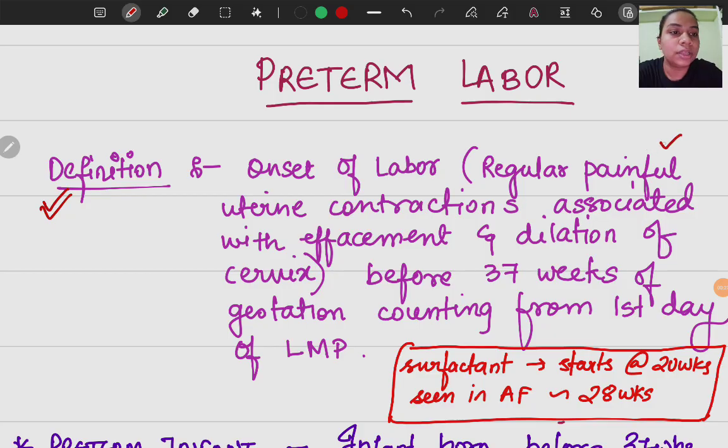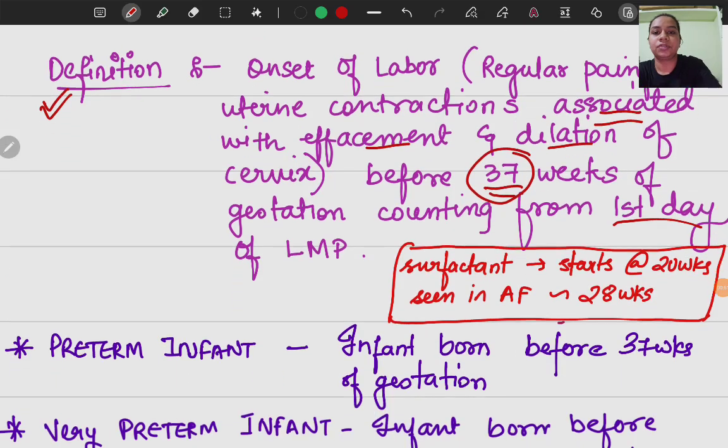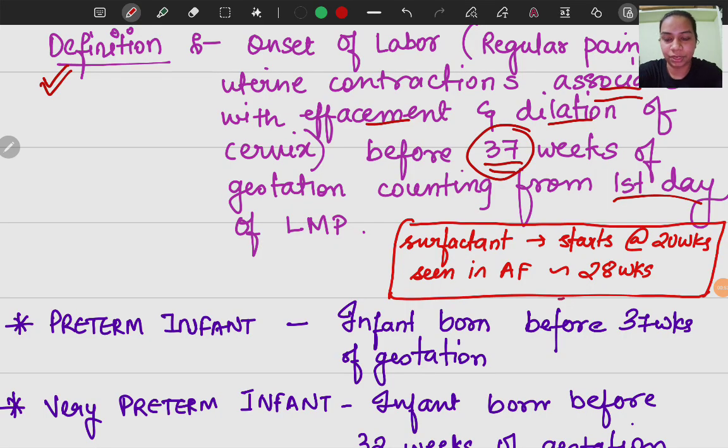Okay, so normal labor occurs with regular painful uterine contractions, also associated with effacement and dilatation of the cervix. But this is happening before 37 weeks of gestation, counting from the first day of the last menstrual period, the LMP. So this is the definition of preterm labor.